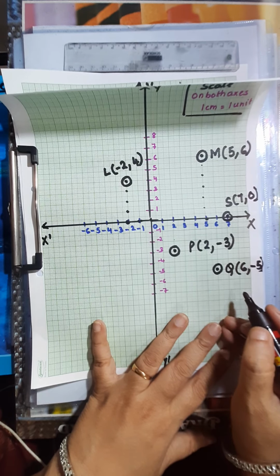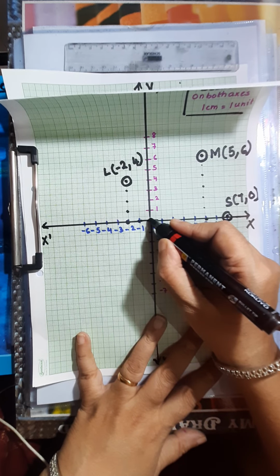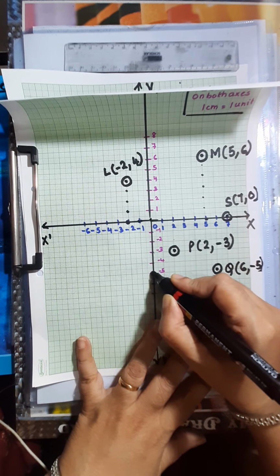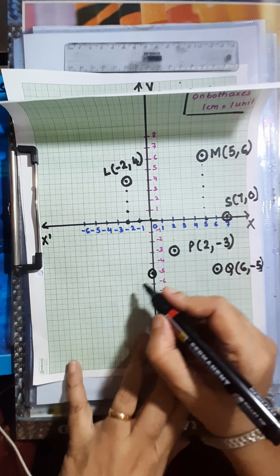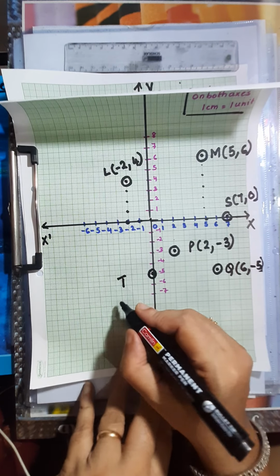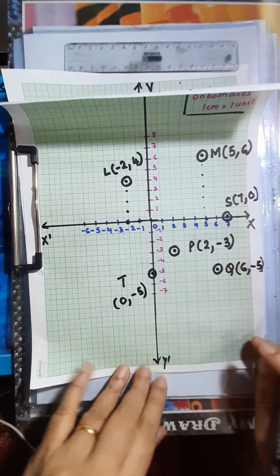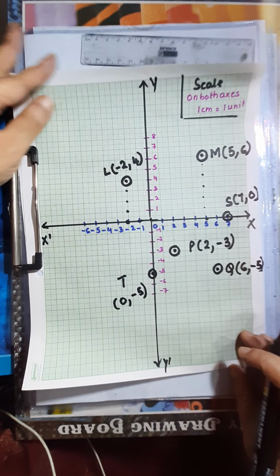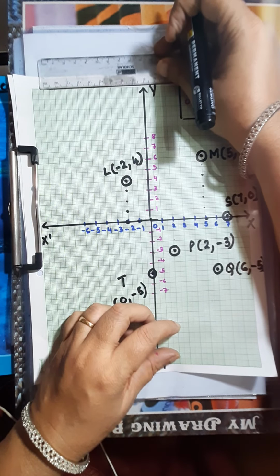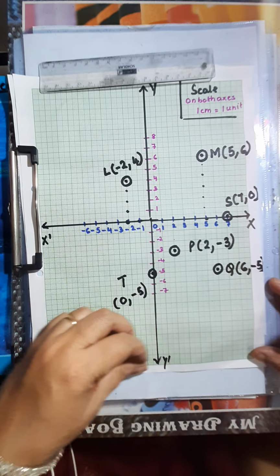Okay. And last one is T is 0 comma minus 5. So here you have your 0. You don't have to go this side. You have to go down. 1, 2, 3, 4 and minus 5. This is your T. Correct. T 0 comma minus 5. So this is my plotting on both the axes. Is that clear?